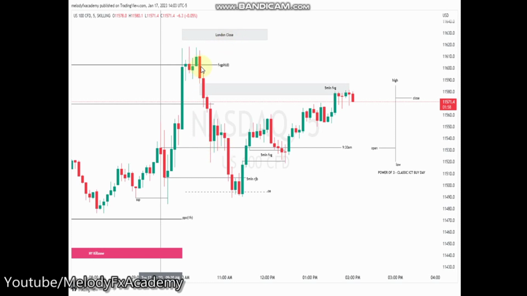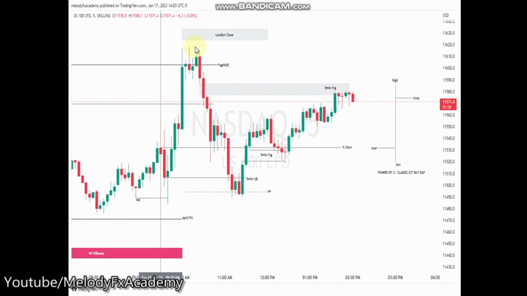So we hit that premium high, moved away, and came back to the consequent encroachment area. Price came back to the consequent encroachment and hit the midpoint of this range. This is the consequent encroachment, and it traded into a 5-minute rejection block right here. Another entry to go long. It came back to a 5-minute fair value gap, and we can aim for that.